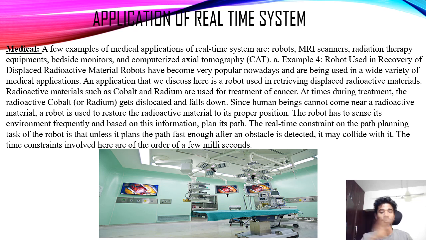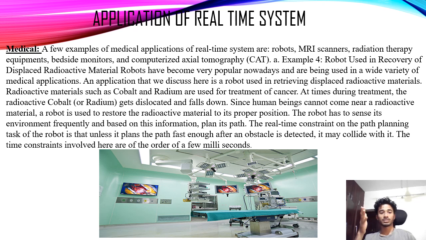Robots have become very popular nowadays and are being used in a wide variety of medical applications. An application that we discuss here is a robot used in retrieving displaced radioactive materials. Radioactive materials such as cobalt and radium are used for treatment of cancer. At times during treatment, the radioactive cobalt gets dislocated and falls down. Since human beings cannot come near a radioactive material as it is really dangerous for life and health, a robot is used to restore the radioactive material to its proper position.